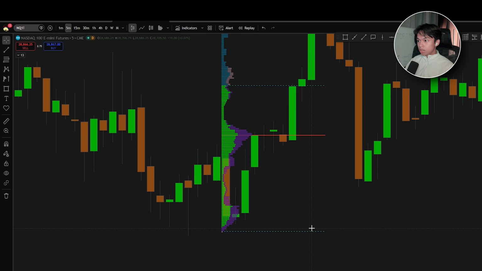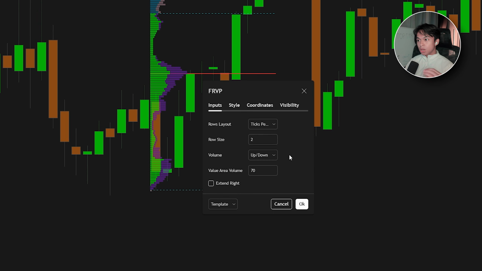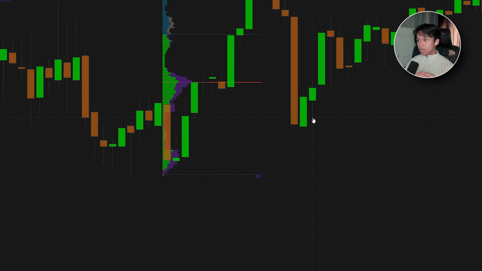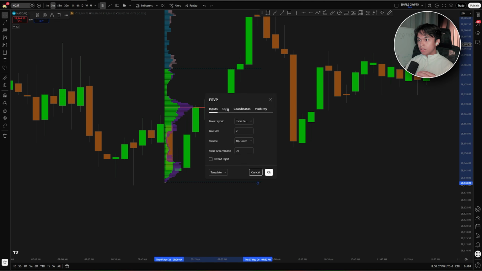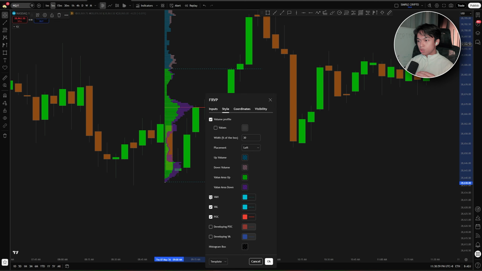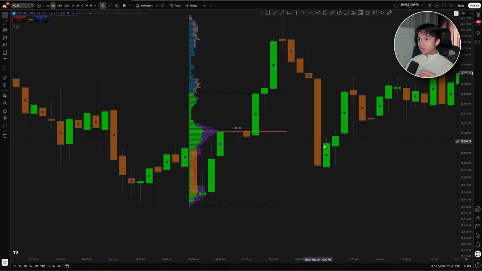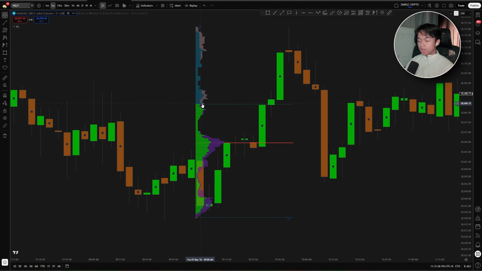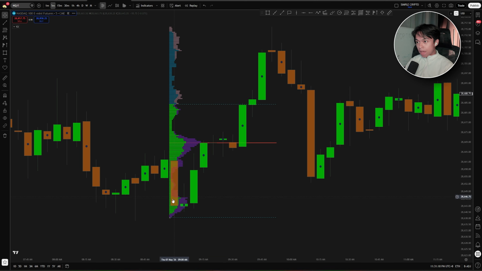Then from here on, you want to be following these secret settings, which is using ticks per row and have your row size to 2 and keep your value area as 70. So looking at this one, let's grab this one right here. Make sure you enable value area high, value area low and the point of control. And look at this one, everything above here is outside value and everything inside here is inside value. If you don't know about volume profiles, make sure you click this video over here. It's going to pop up and I suggest you watch that. So from this, you can pretty much see the gap as well.